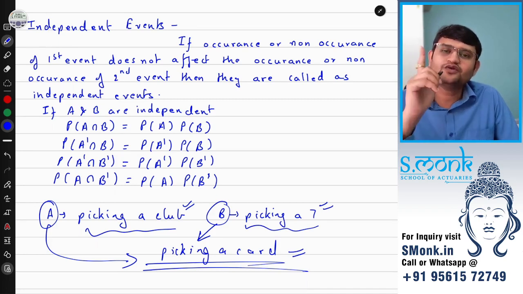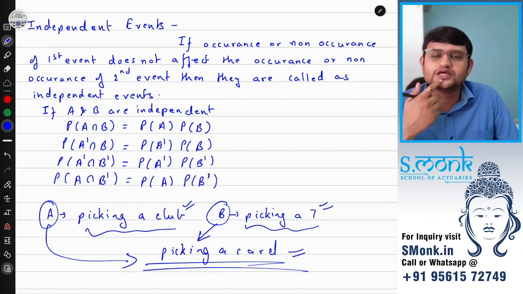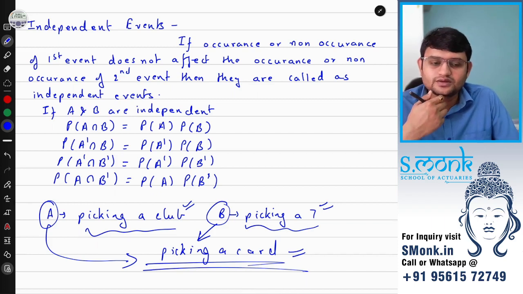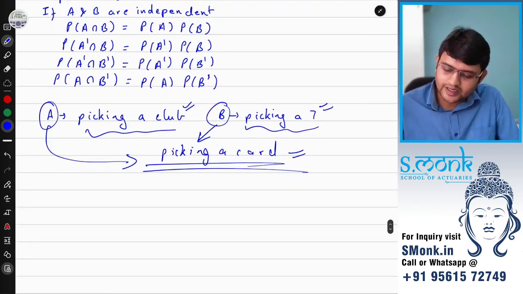So if I have only one event, how can it be independent or dependent to itself? So it cannot be, right? It cannot be dependent or independent.